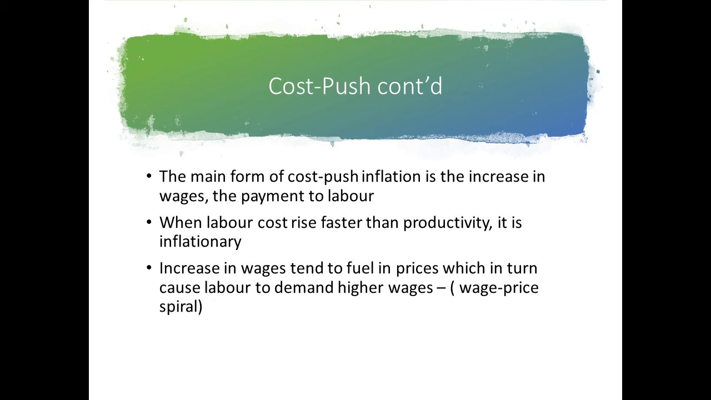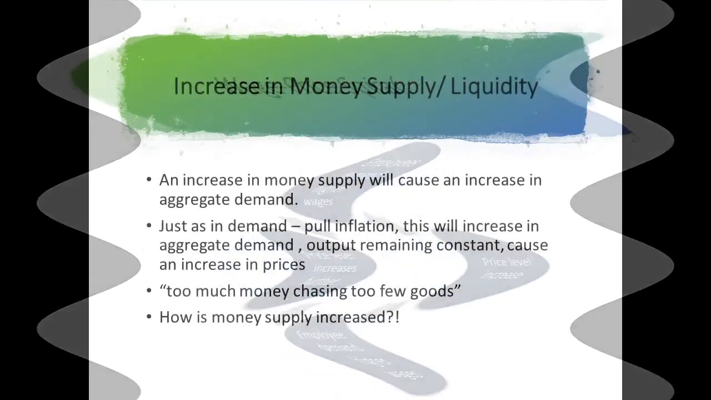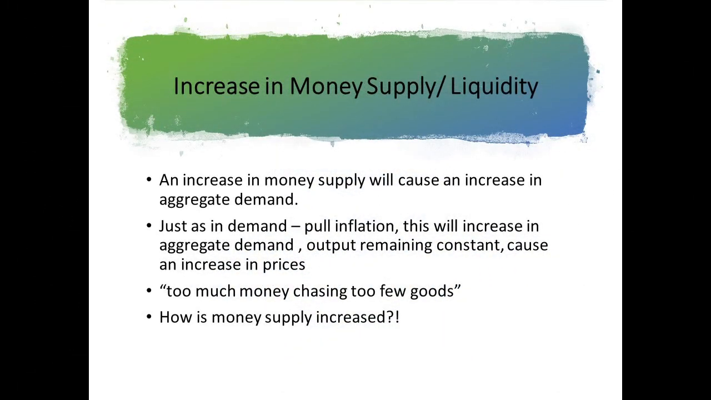Higher wages mean that the firm will increase their price levels, and employees faced with increased prices start to demand higher wages, and in order to meet higher wages, firms again will increase their price levels further in order to meet that demand. And so you'll find that this spiral keeps taking place as a result of an increase in demand for wages.